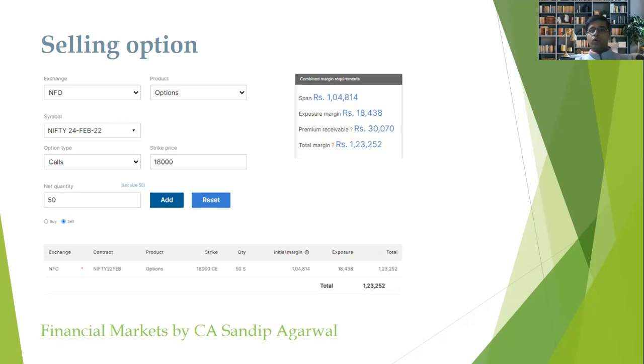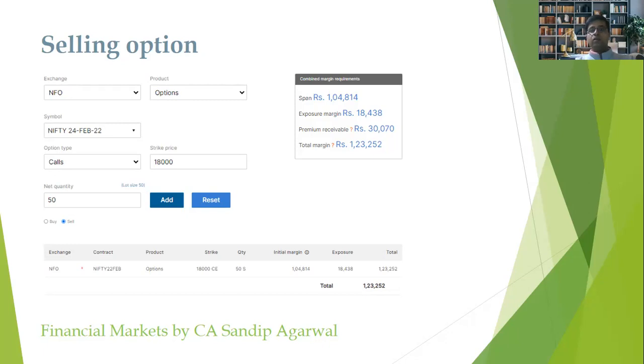The exchanges keep on revising the margin from time to time, depending on the market scenarios and the risk management. And this amount has to be kept by the option seller. What is the difference between the span margin and exposure margin? The span margin has to be compulsorily kept in cash.